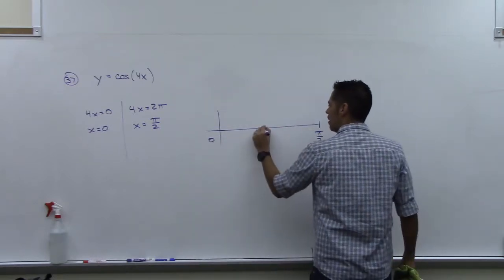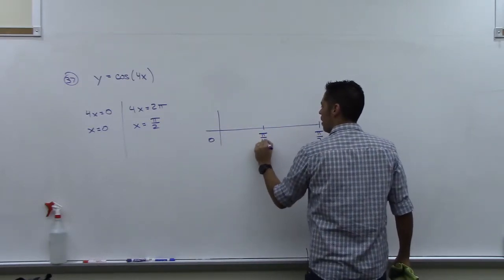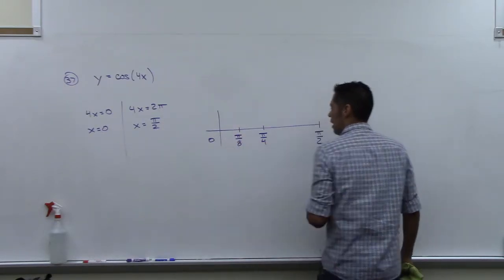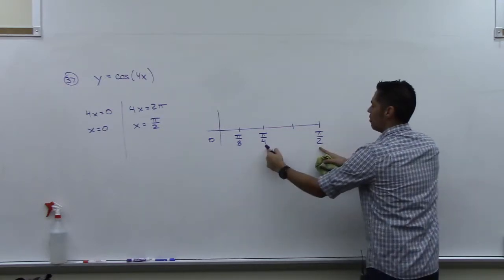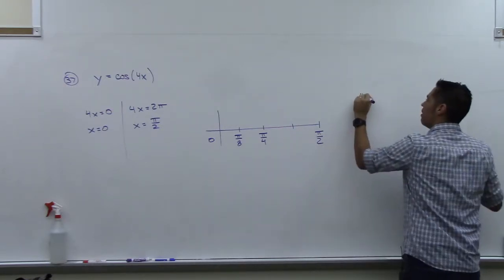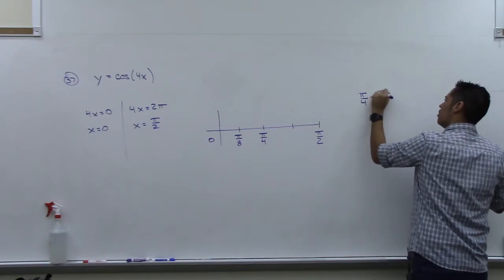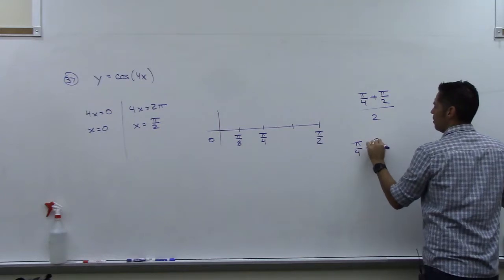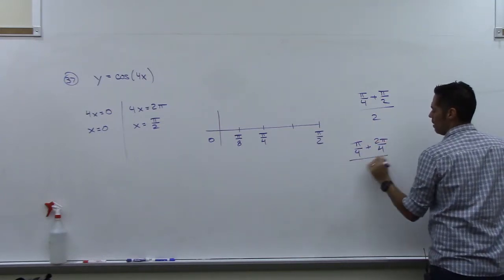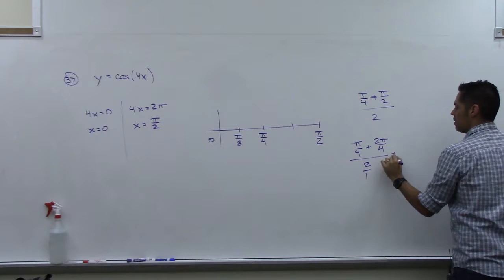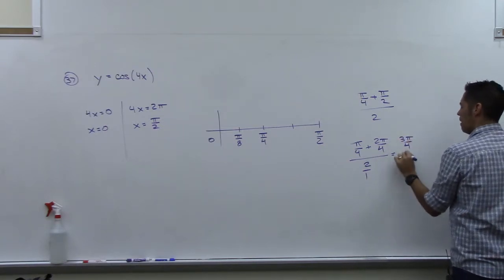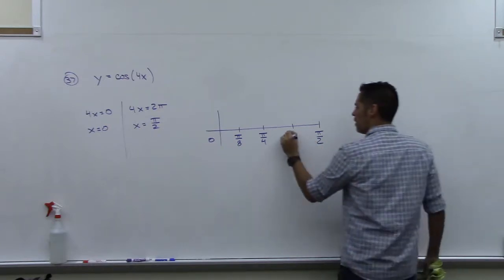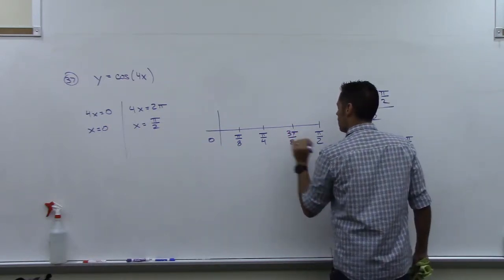So halfway between there and there is pi over 4. And halfway between 0 and pi over 4 is pi over 8. And then halfway between here and here, let me try and do this real quick, just again to show you. Take pi over 4, add pi over 2, and divide by 2. That's pi over 4 plus 2 pi over 4, getting a common denominator, all over 2 over 1. This is going to be 3 pi over 4 over 2 over 1, and then when you reciprocate, you get 3 pi over 8.